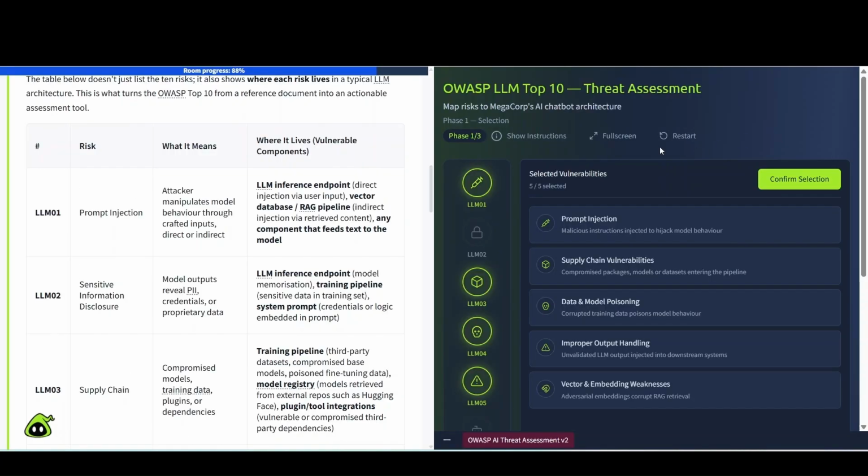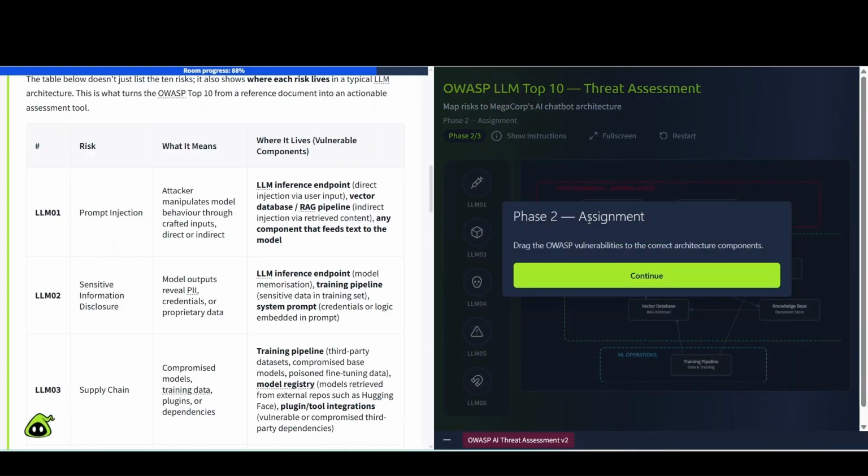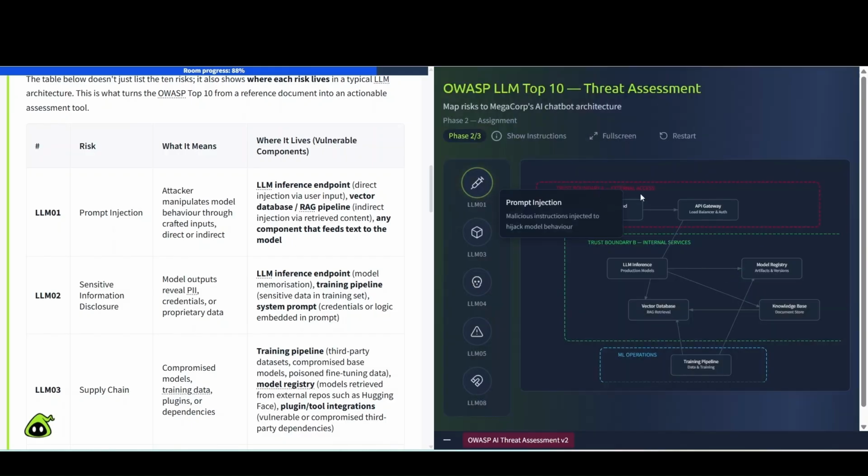All right, I had to start over because as I was going through this and selecting options, it just automatically went to the next step without letting me review the correct answers. Anyway, so I had to start this over again. So these are the ones I'm going with: prompt injection, supply chain vulnerabilities, data and model poisoning, improper output handling, and vector embedding weaknesses. So confirm. Drag the OWASP vulnerabilities to the correct architecture components. So basically you're going to drag these over to the correct items here, right?